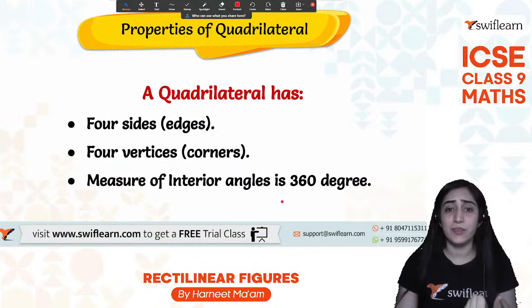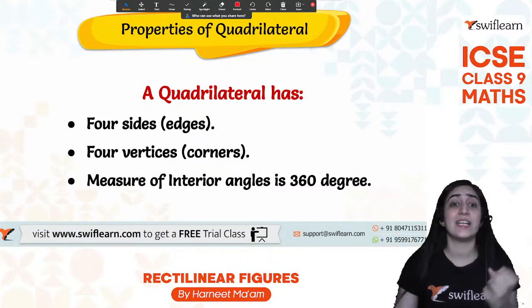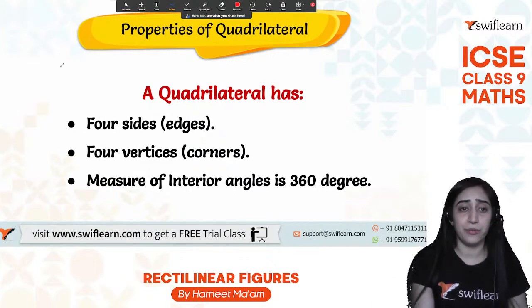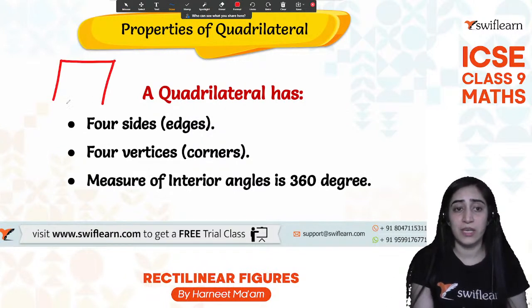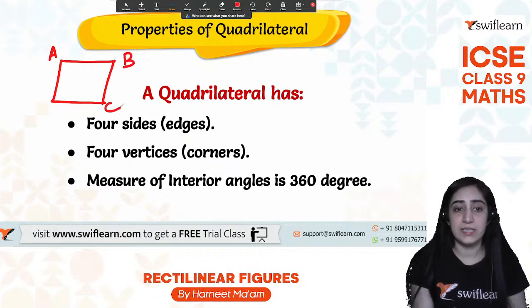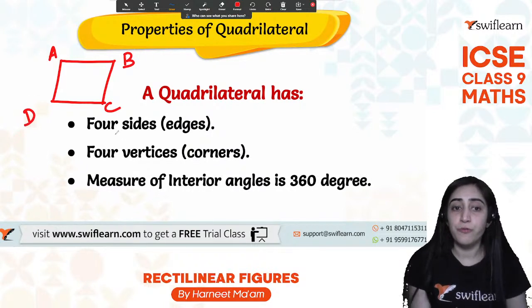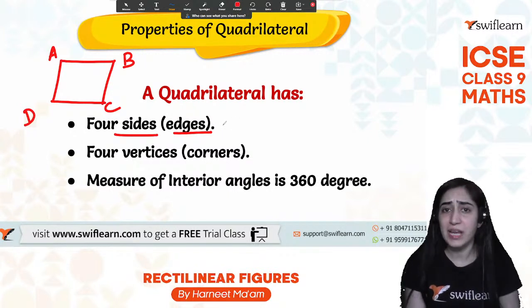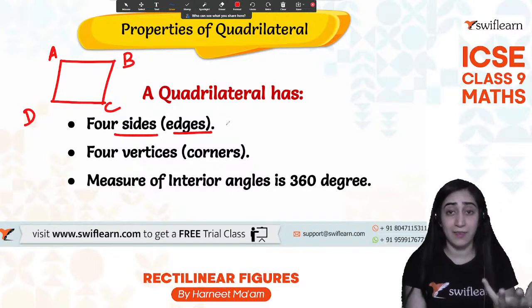Now, let us understand the properties of a quadrilateral. It says that it has four sides or edges. That's what I told you. So let us draw one of the quadrilaterals that we are talking about. Let's make it a different one. In this, I'll label the vertices A, B, C, D. So four sides or edges. Edges and sides mean just the same thing. So can you name the sides and edges of the figure that I've drawn?